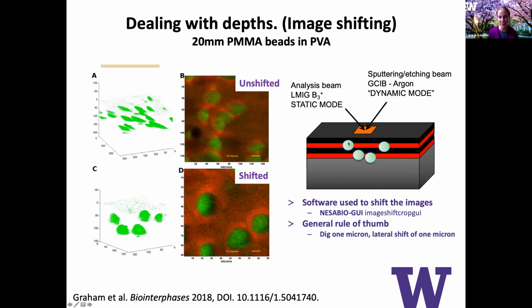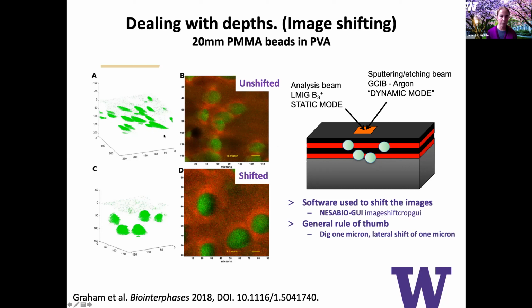So 20 micron beads, put into a substrate and backfilled with polyvinyl alcohol. So it's these polymethyl methacrylate and polyvinyl alcohol being etched down there. As we start etching down even 1 micron, there's a lateral shift of 1 micron. And when you start reconstructing those, if you didn't account for that lateral shift, what should be a round bead looks like a sort of oblong blob.